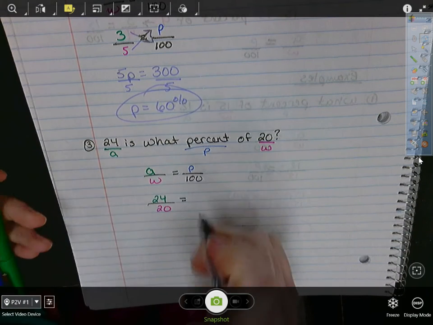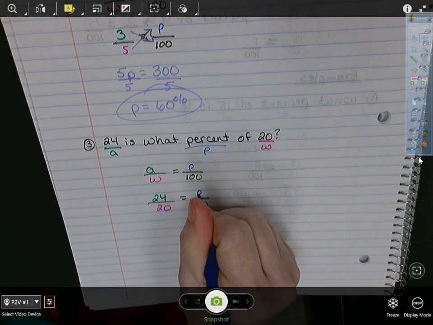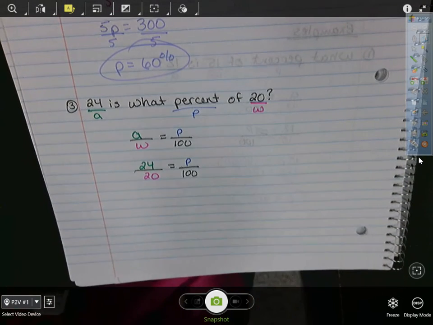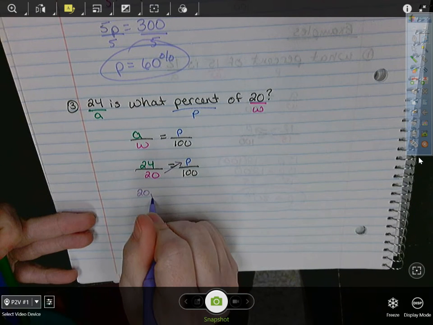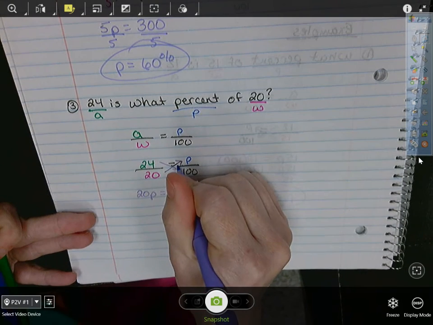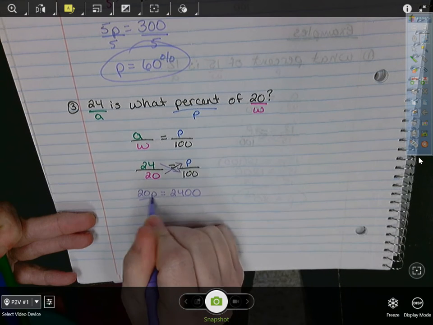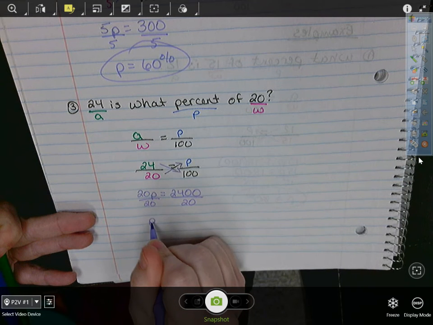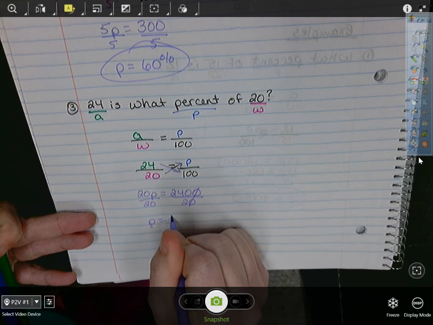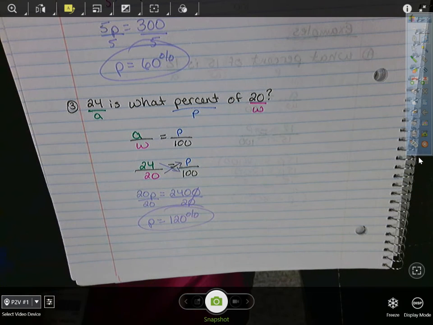And I don't know what P is, so I leave it as P, because that's what we're trying to find, is the percent. All right, so now we just need to cross multiply. 20 times P is 20P equals 24 times 100, which is 2400. Then we divide both sides by 20. And we get P equals, those cancel, that's 120%. So it would be 120%. All right, awesome.